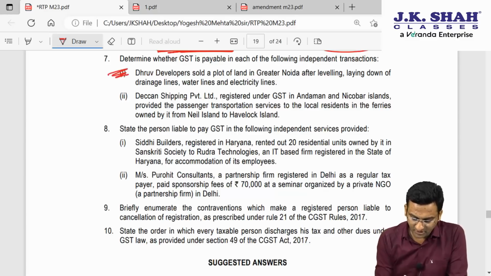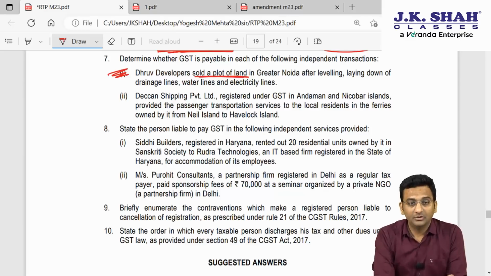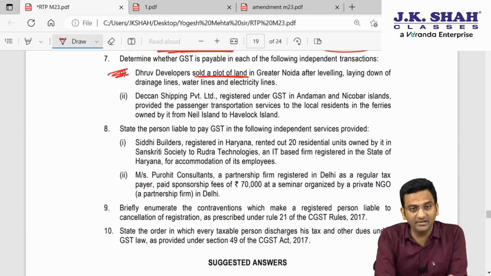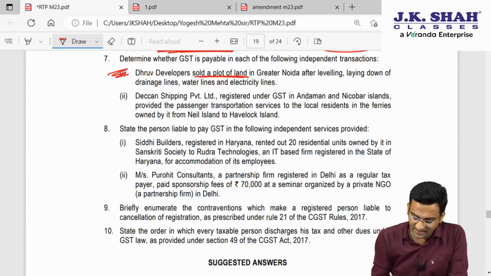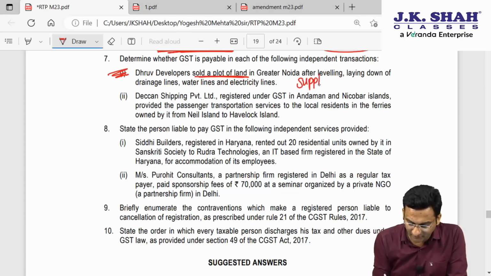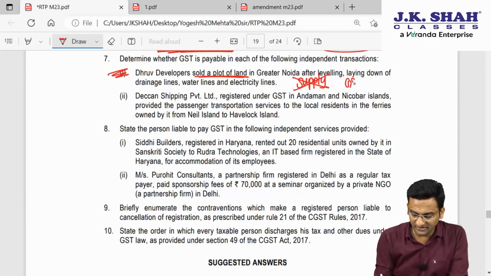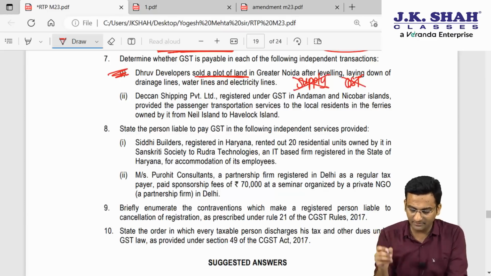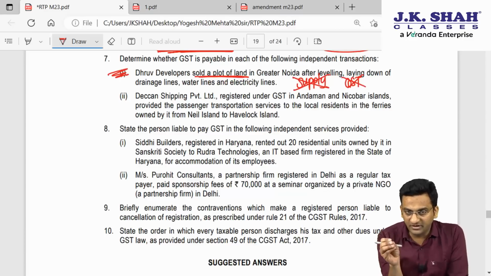Now first, Dhruv developers sold a plot of land in Greater Noida after leveling, laying down of drainage lines, water lines, and electricity lines. If you do remember, friends, sale of land is covered in Schedule 3, and as per Schedule 3, sale of land is not a supply, and if it is not a supply, it is neither supply of goods nor supply of services. Hence, the GST is not leviable. So friends, this is covered in Schedule 3.